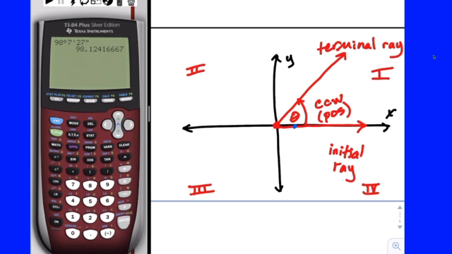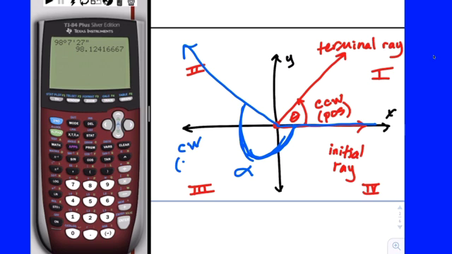I can start on the positive x-axis, which is my initial ray, and I can rotate around over here. Let's rotate all the way around over there. Let's keep going. We'll rotate into quadrant 2, and then I'll stop. There's my terminal ray. Here's my initial ray. Let's call that angle alpha. If you rotate in the clockwise direction, that's going to be designated as a negative angle.